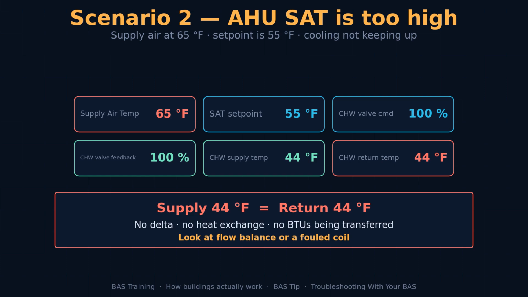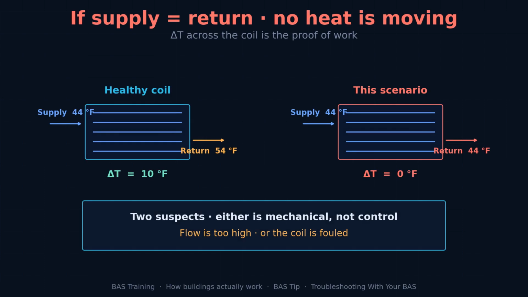Chilled water valve command at 100%. Chilled water valve feedback at 100%. That checks out. Chilled water supply temp at 44 degrees. That checks out. But chilled water return temp is also at 44 degrees, and that is the problem.